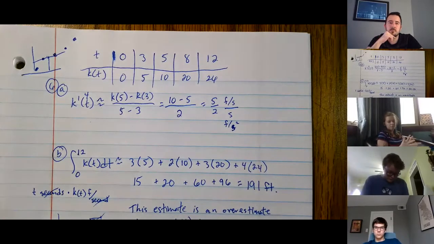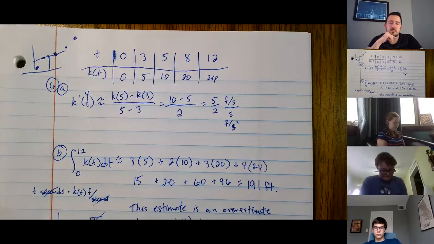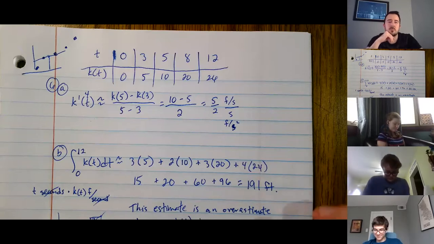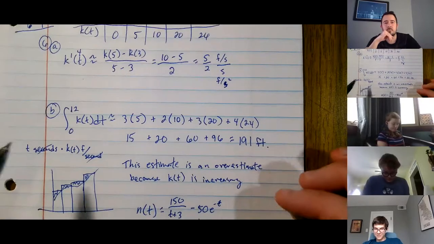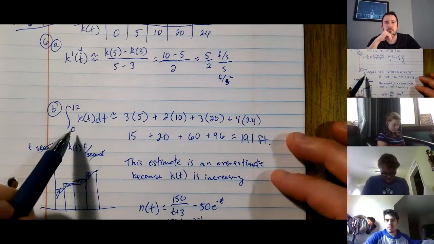Moving on then to part B. Part B says use a right Riemann sum with 4 subintervals indicated by the data in the table to approximate the definite integral from 0 to 12 of k of t dt. So let's start there. I am using the right Riemann sum to estimate this integral.